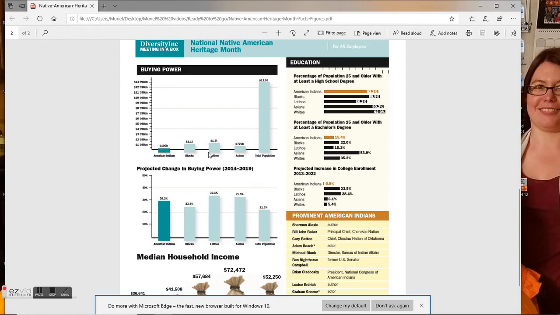So they have buying power of each group. The American Indians was $1,100 billion. Blacks was $1.1 trillion. Latinos $1.3 trillion. And Asians $770 billion. This one didn't seem to have Whites in the buying power. Same with projected change in buying power from 2014 to 2019.